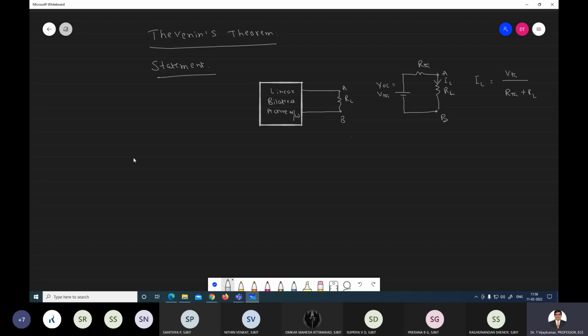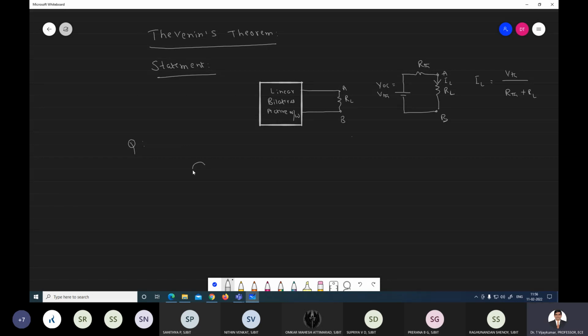To understand this, let us solve one problem. The question is like this. Find the current through the load when RL is equal to 1 ohm and RL is equal to 13 ohm using Thevenin's theorem.